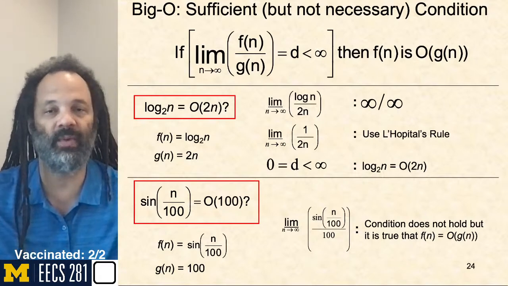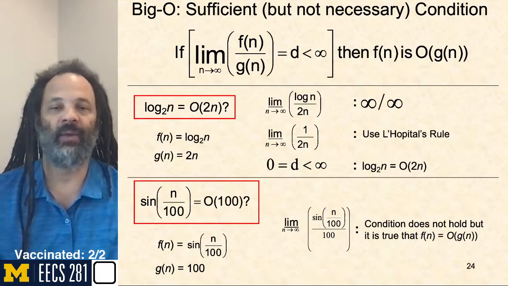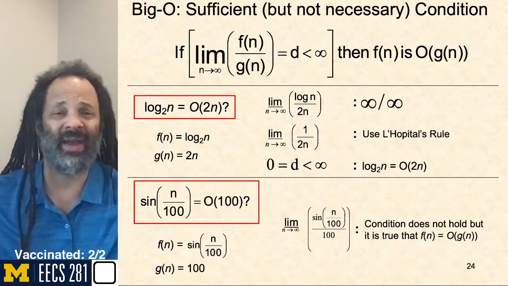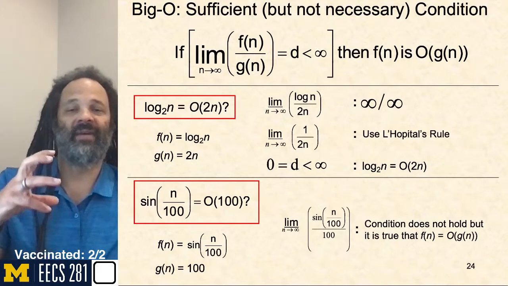But let's prove it with this sufficient condition, and we do that by dividing log of n by 2n and taking n off to infinity. How do I do that? Log of n divided by 2n.